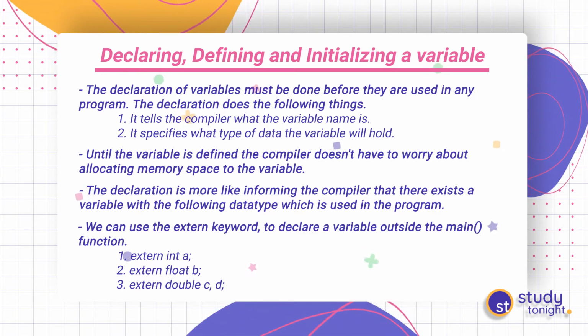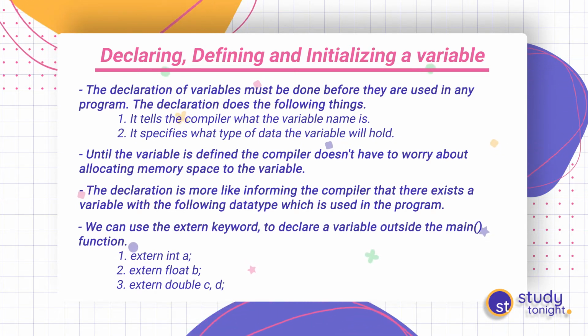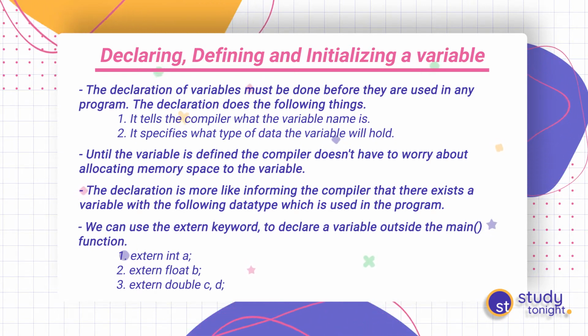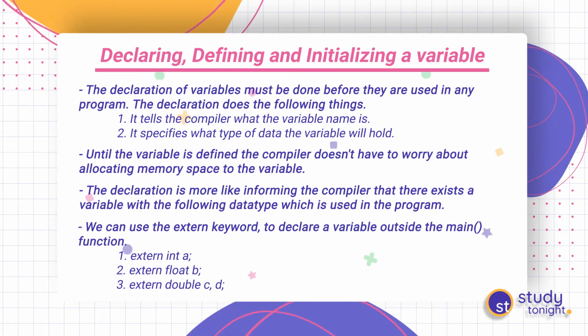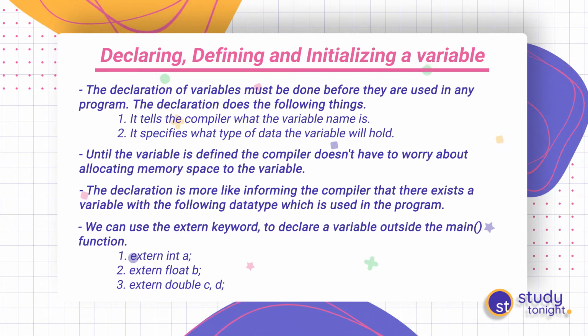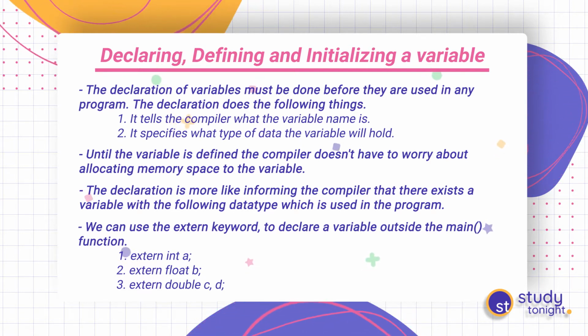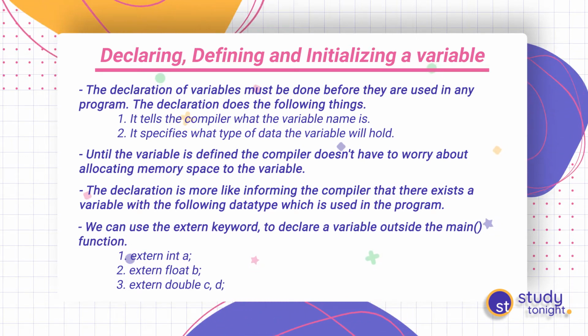Until the variable is defined, the compiler does not have to worry about allocating memory space to the variable. Declaration is more like informing the compiler that there exists a variable with the following data type, which will be used in the program. So you should take some memory for that, and you should allocate it whenever the value is given.